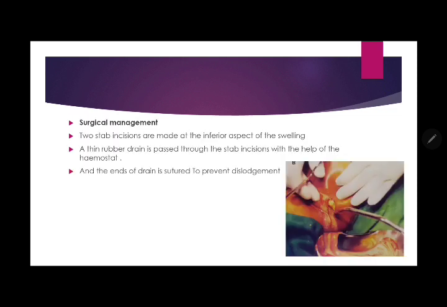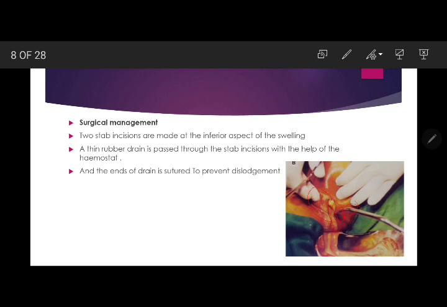Coming to the surgical management, two stab incisions are made at the inferior aspect of the swelling, and a thin rubber drain is passed through the stab incisions with the help of a hemostat, and the drainage is done. The ends of the drain are sutured to prevent dislodgement. So this is about the submandibular space infection.